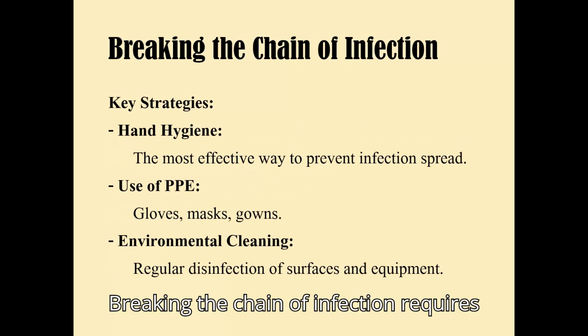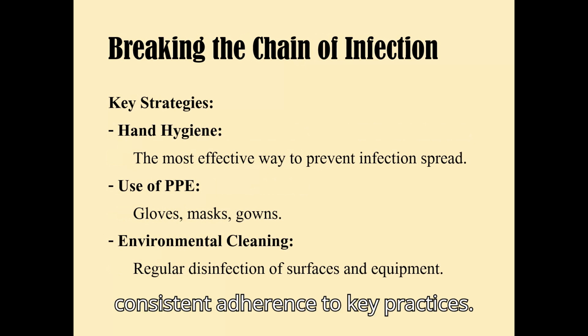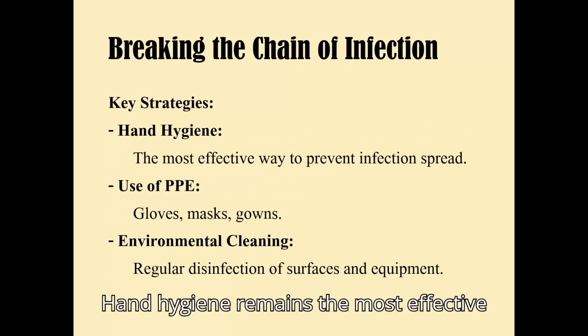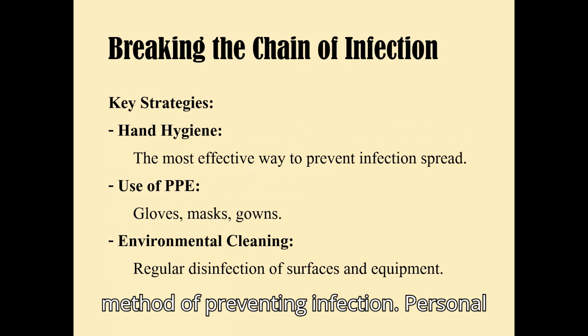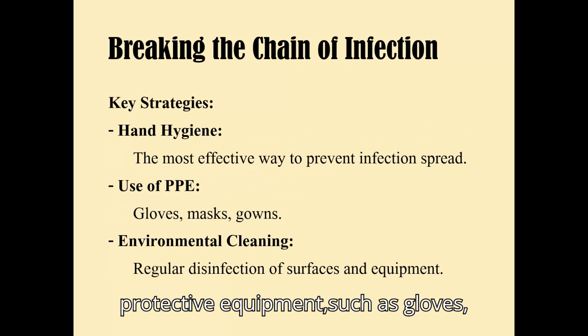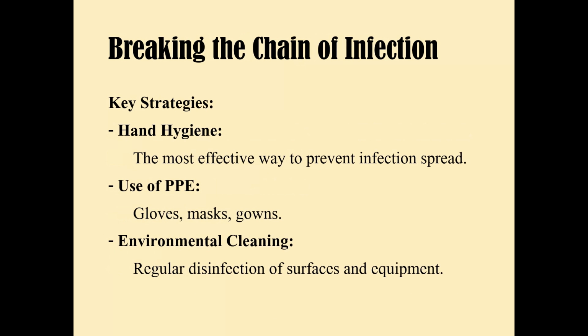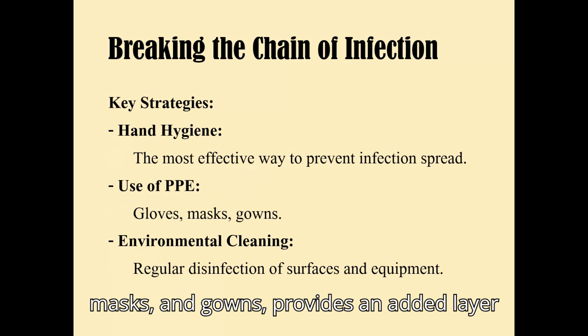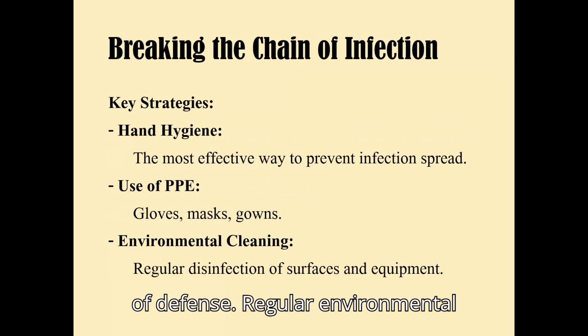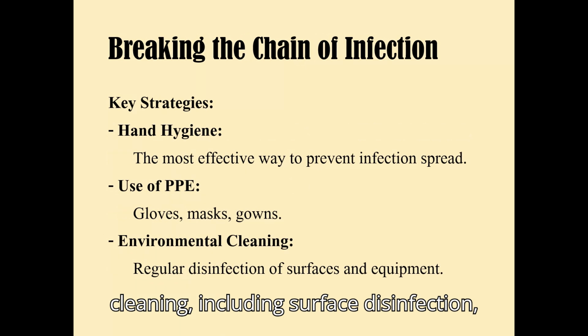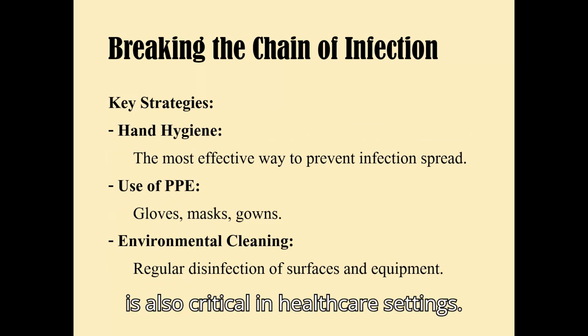Breaking the chain of infection requires consistent adherence to key practices. Hand hygiene remains the most effective method of preventing infection. Personal protective equipment, such as gloves, masks, and gowns, provides an added layer of defense. Regular environmental cleaning, including surface disinfection, is also critical in healthcare settings.